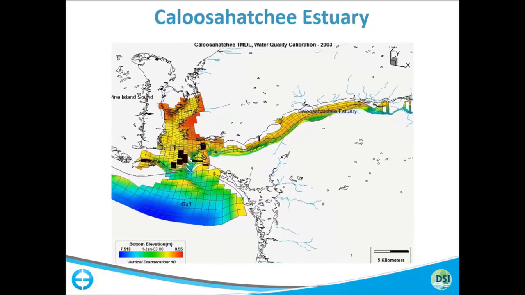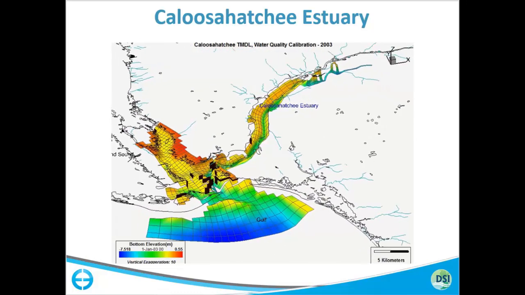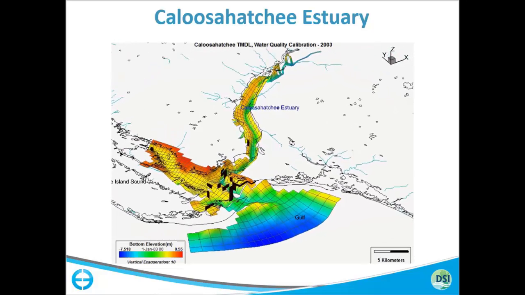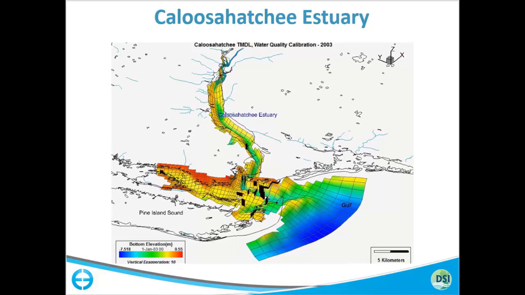You can see the bottom elevation is from -7 to 0.55, and this is deeper in the Gulf, and the channel over here on the top is where the water is coming in. This is where the fresh water is coming in. This is salt water here, and again this is salt water coming in from there.